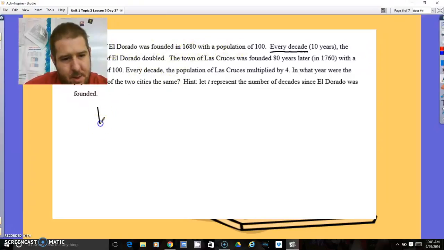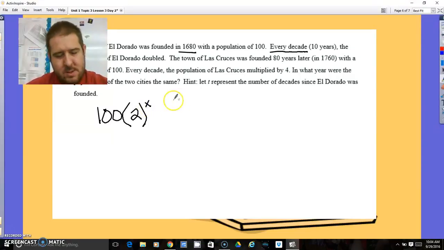Founded and had a population of 100. And we're multiplying that every year doubled. Okay, so it doubled every 10 years. So it started in 1680. So if we're going to let x represent the year 1680, that's what we're going to do.